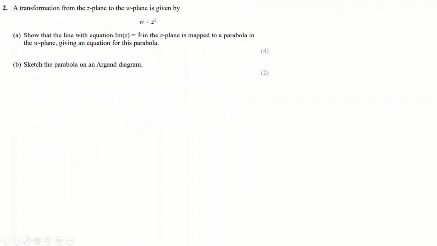Line with equation this. Now this isn't really a proper equation. If z is x plus iy, you know that the y, the imaginary coefficient, is just 1. So z is going to be x plus i. Then of course we can square that to find w, which I can rearrange to be real part, imaginary part, if I want to, and then show that this is a parabola.